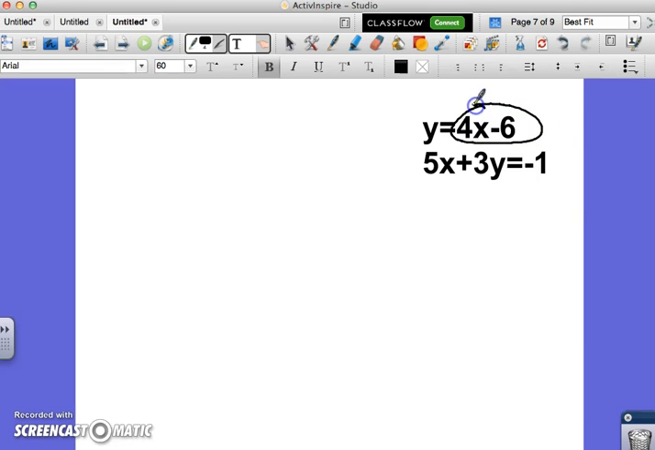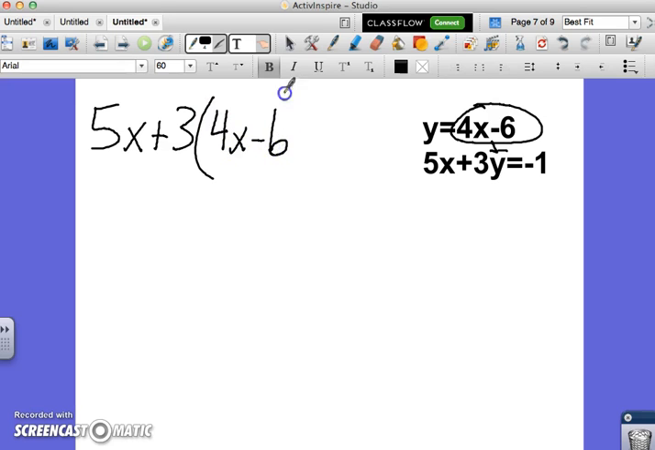So right here, we're going to take this and put it right here in place of this y. So let's see, we've got 5x plus 3 times y, but we're pulling out y, and we're putting 4x minus 6 in its place, equals -1. So if you need to pause that and make sure it makes sense, go for it. If not, we're going to keep going.